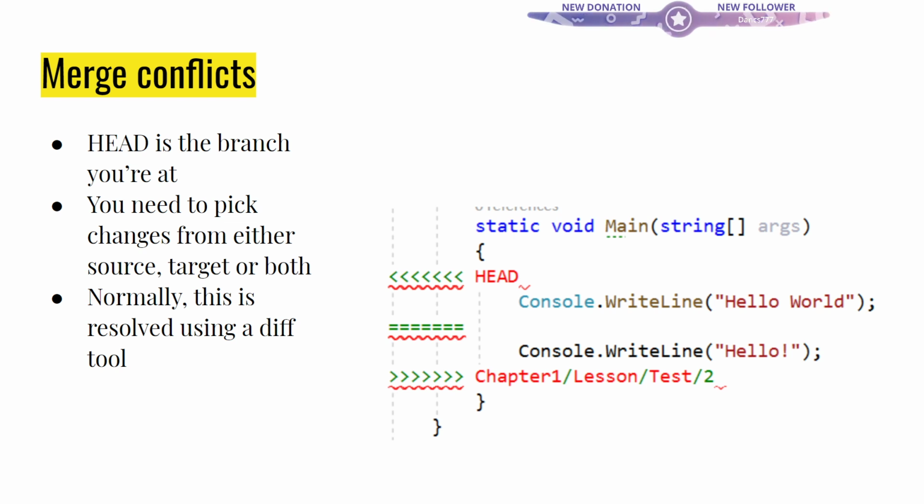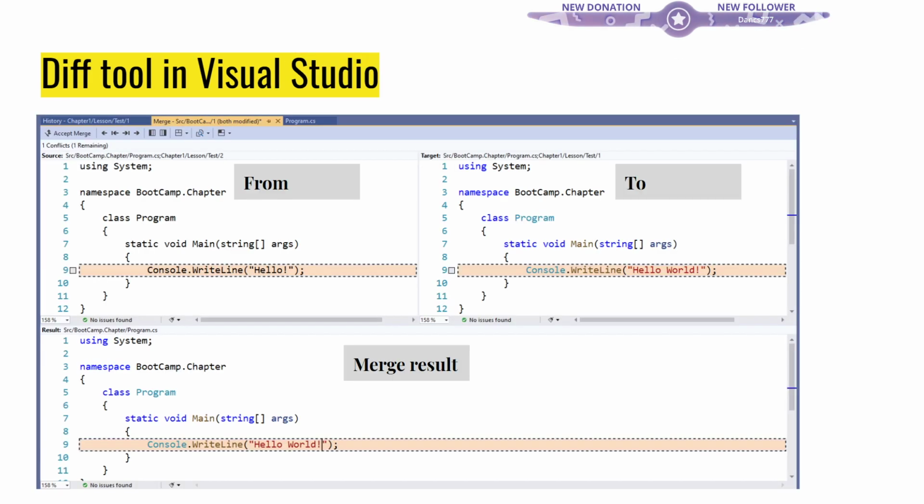So merge conflicts will look something like this in the picture on the right. So you'll have HEAD, and HEAD is the branch you're at, and in order to solve merge conflicts, you'll have to pick what parts of files you want to keep, what parts of files you want to delete, or customize it in the output file. An example of how this can be done in Visual Studio is here. So this is how a merge conflict will look.